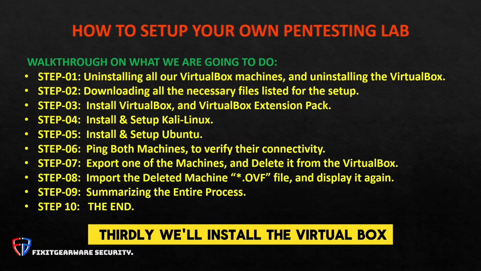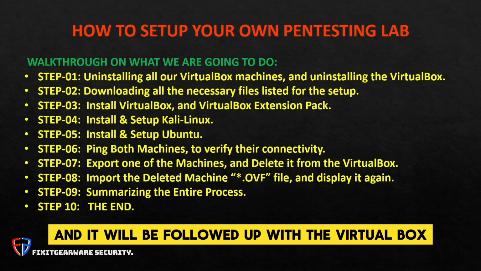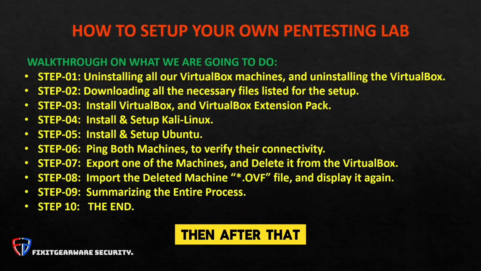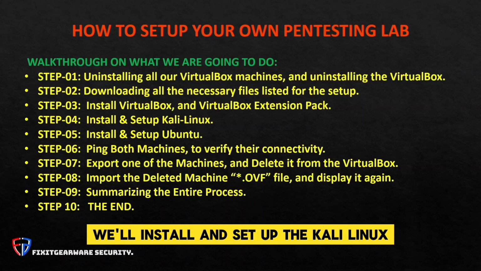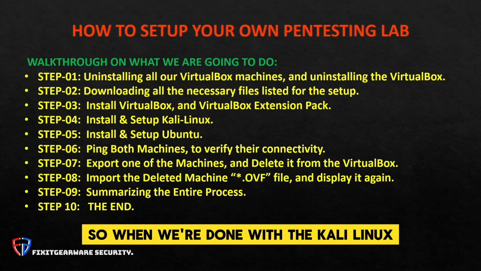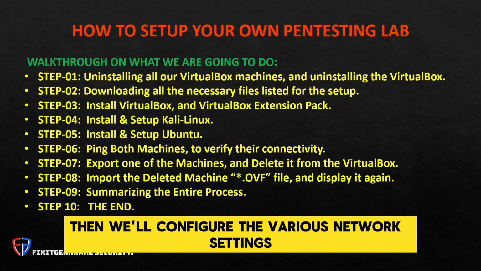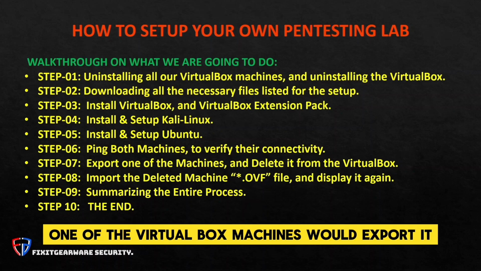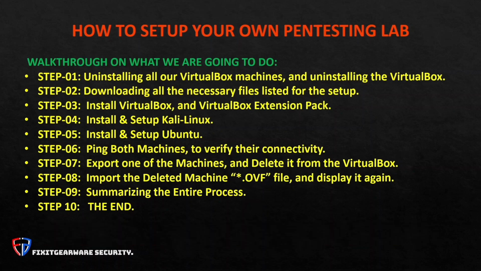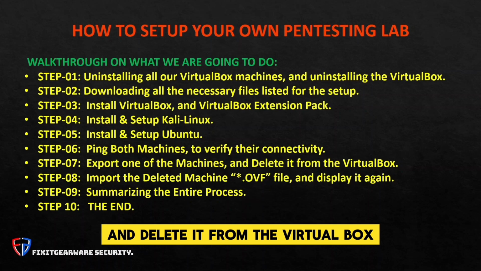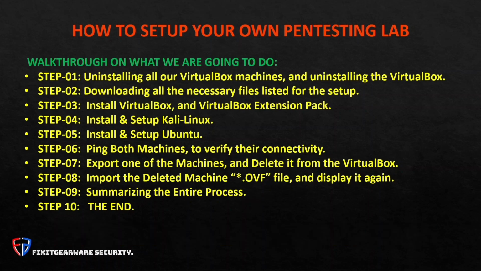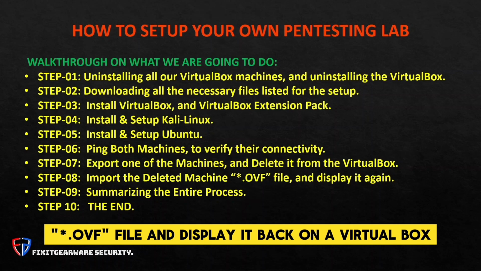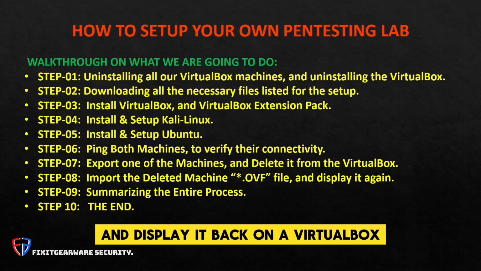Thirdly, we'll install VirtualBox, followed by the VirtualBox extension pack. After that, we'll install and set up Kali Linux. When we're done with Kali Linux, we'll set up and install Ubuntu. Then we'll configure the various network settings to ping both machines and verify their connectivity. After we're done, we'll export one of the VirtualBox machines and delete it from VirtualBox. Then we'll demonstrate how you can import the OVF file and display it back on VirtualBox.